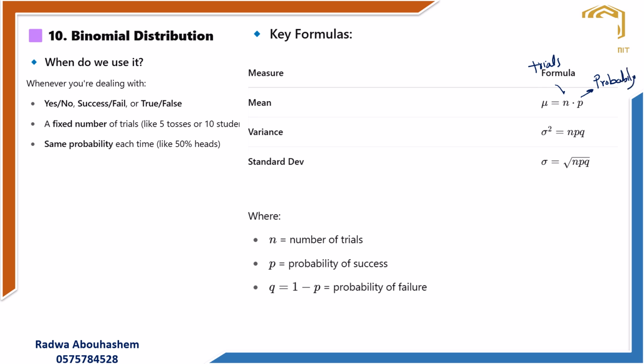The variance, sigma squared, equals n times p times q. The n is the number of trials, the p is the probability of success, and q is the probability of failure. And for the standard deviation, I'm just taking the square root of the variance. So again, n is the number of trials, p is the probability of success, and q is the probability of failure, and all the time it's 1 minus p.